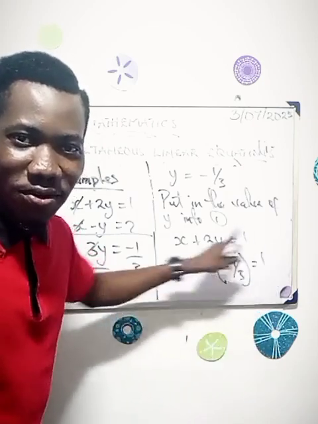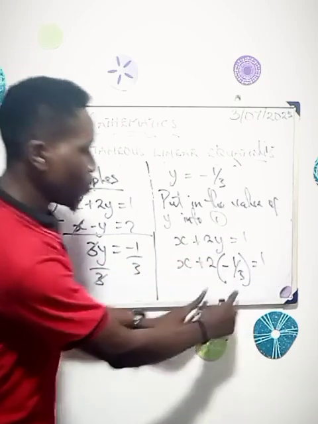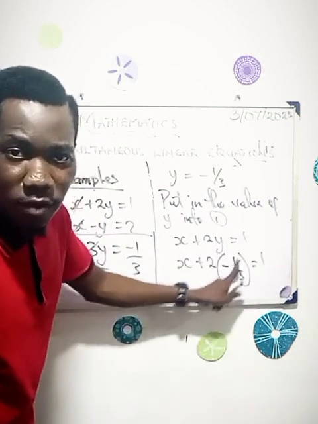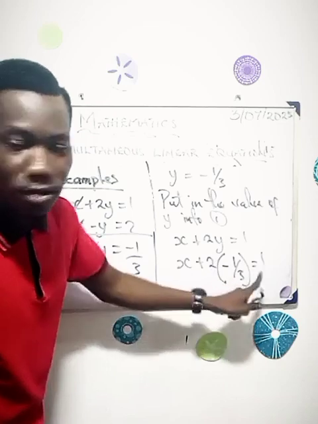Okay. Now what's the next thing? We're going to multiply these two, right? Multiply 2 by minus 1 over 3. So what is 2 times minus 1 over 3?